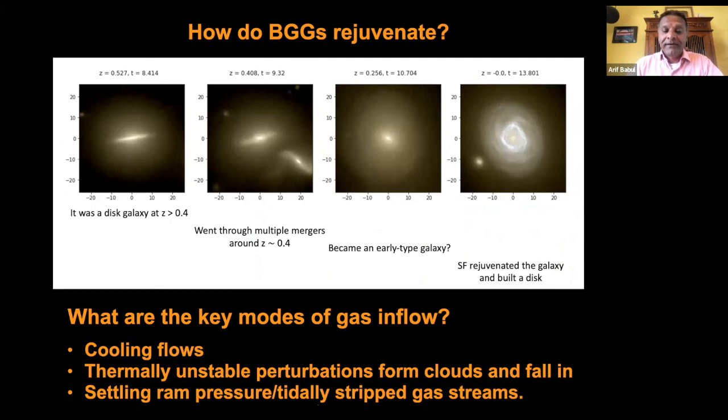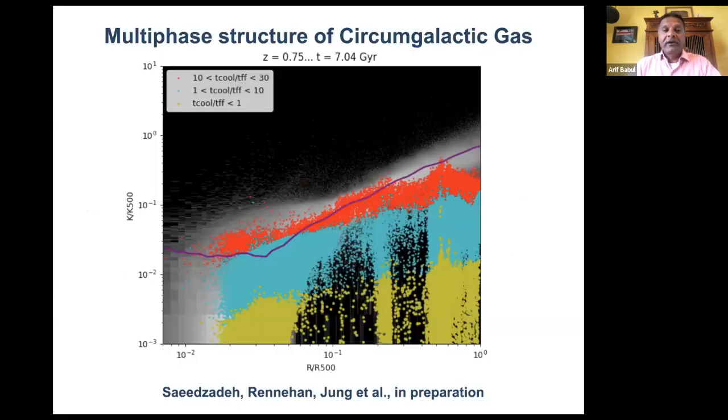So we see them in observations, and we're seeing them in the simulations, and the question is, what are the key modes of gas inflow? Some possibilities are cooling flows, thermally unstable perturbations that form clouds and precipitate, settling ram pressure, or tidally stripped gas streams. So we've been looking at that, and this is what Vida has been focusing on. It's a paper that's being written up at the moment.